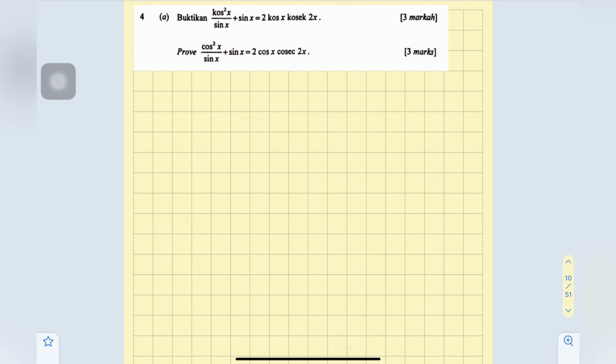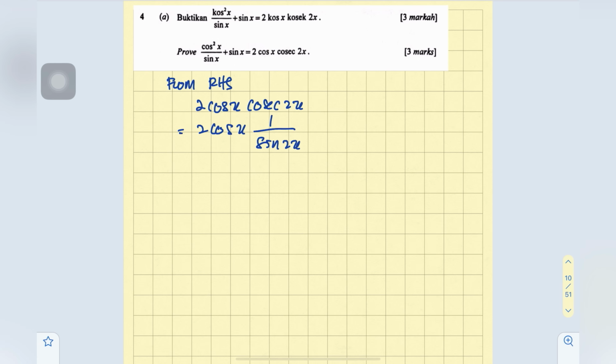Question number 4, prove cos squared x over sin x plus sin x equals 2 cos x cosecant 2x. We have two sides, left and right. Let's say I want to start from the right hand side. Here we got 2 cos x cosecant 2x. Cosecant is 1 over sine, so cosecant 2x is 1 over sine 2x. Sine 2x double angle is 2 sine x cos x.